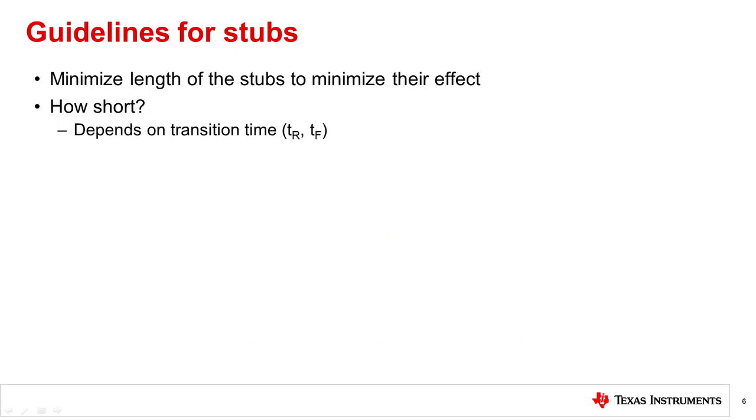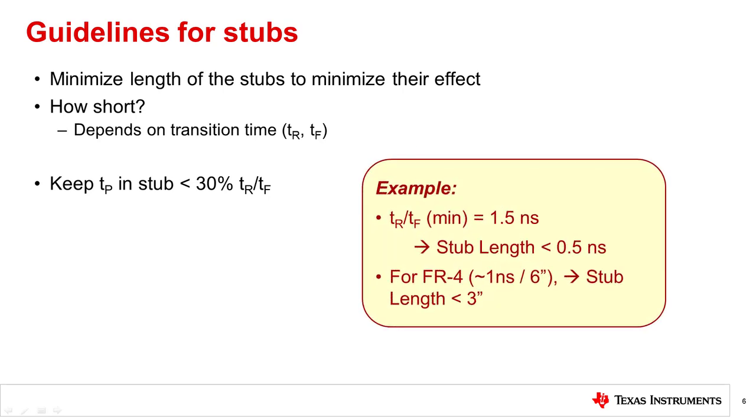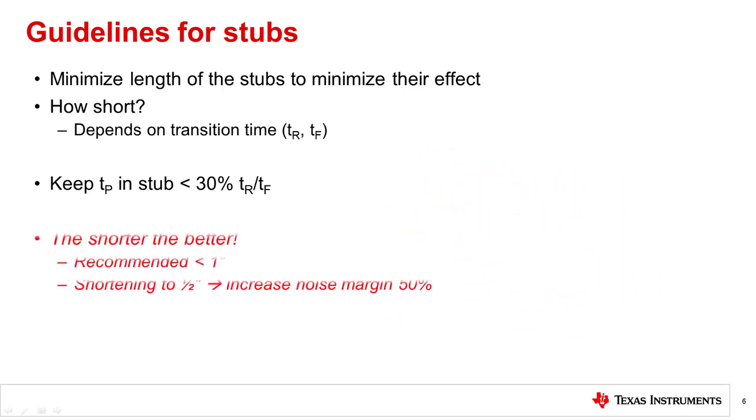How short do the stubs need to be to limit their effect on signal integrity? This really depends on transition times, the rise and fall times. A general guideline is to keep the propagation delay in a stub to be less than 30% of the transition time. As an example, if the minimum transition time is 1.5 nanoseconds, then the stub length needs to be less than half a nanosecond. FR4 PCB material has a propagation delay of approximately 1 nanosecond per 6 inches, which means that half a nanosecond translates to 3 inches. Please keep in mind that this is a maximum value, and the shorter the stub length, the better.